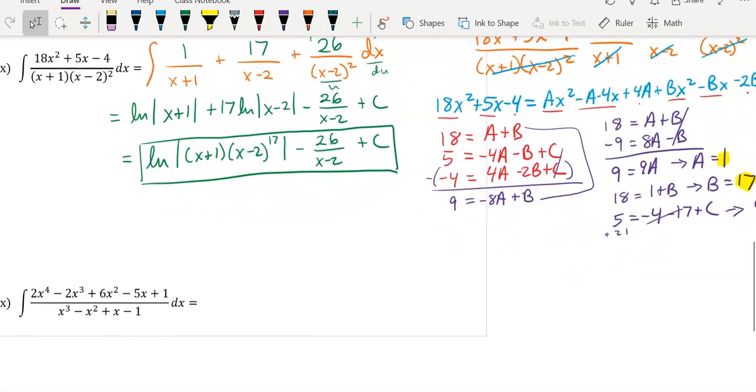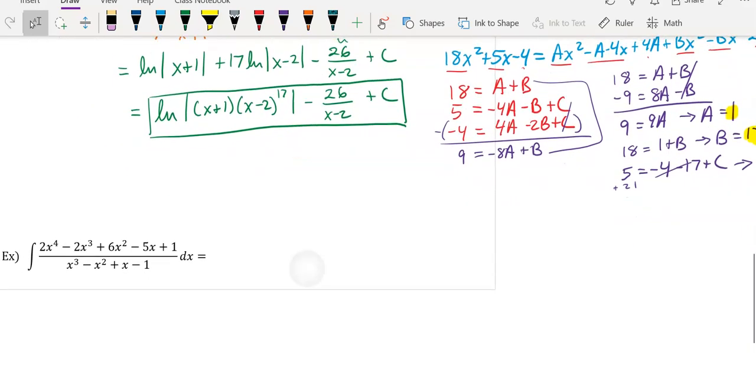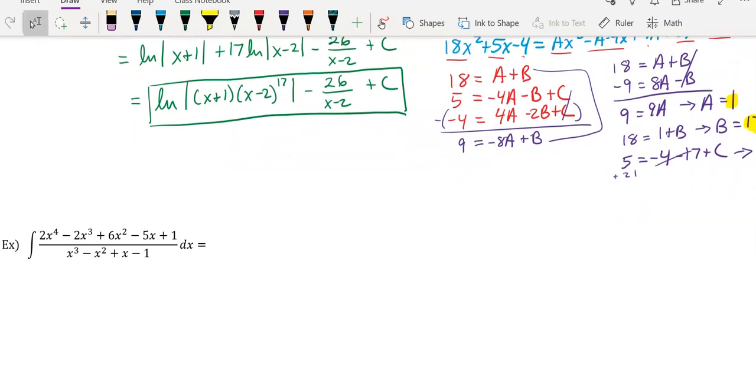Okay, last example here. We have a situation where the numerator has a higher degree than the denominator. So I'm going to start with just division.